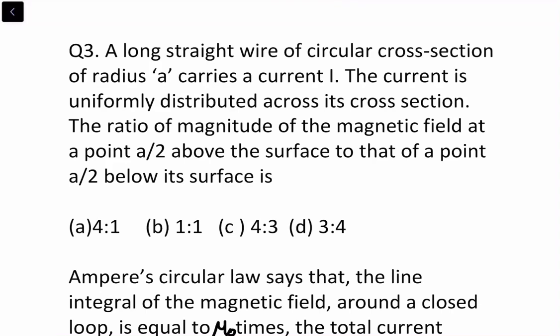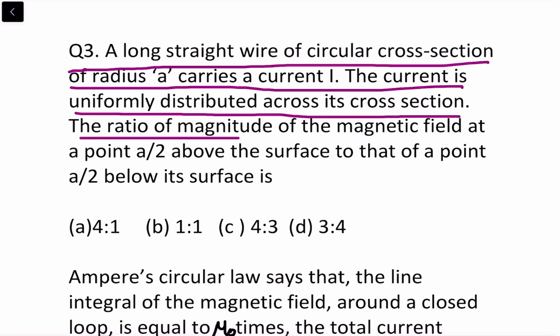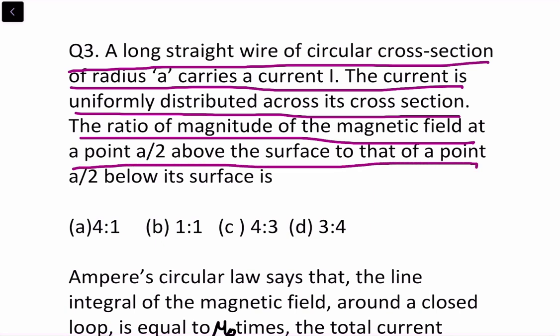Hello everyone, today let us see sample problem 3 from the CBSE sample question paper. The question goes like this: a long straight wire of circular cross section of radius a carries a current I. The current is uniformly distributed across its cross section. The ratio of the magnitude of the magnetic field at a point a by 2 above the surface to that of a point a by 2 below its surface is, and they have given 4 options.